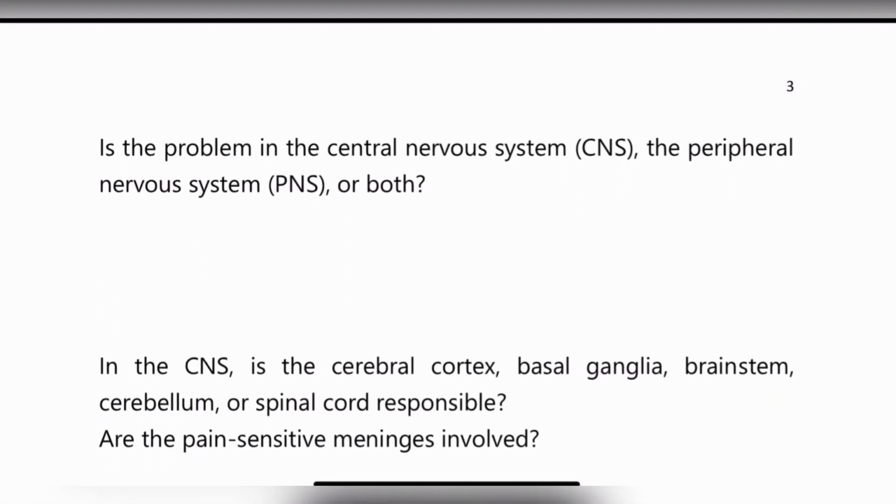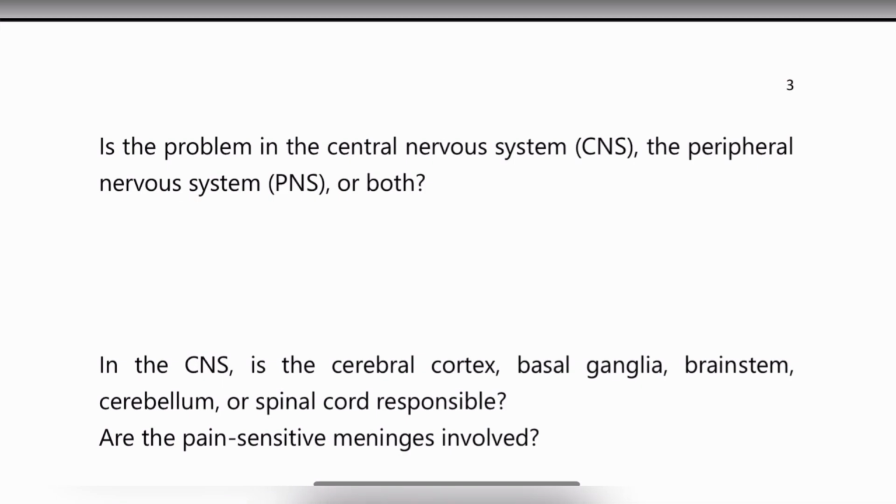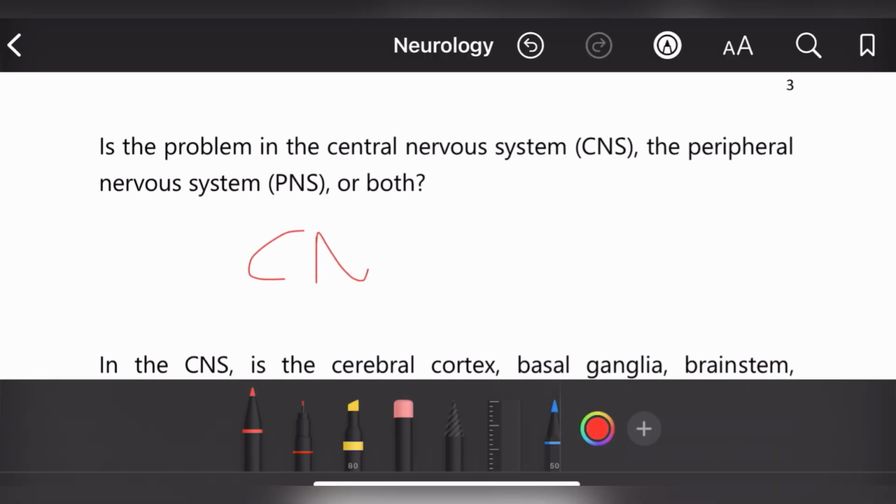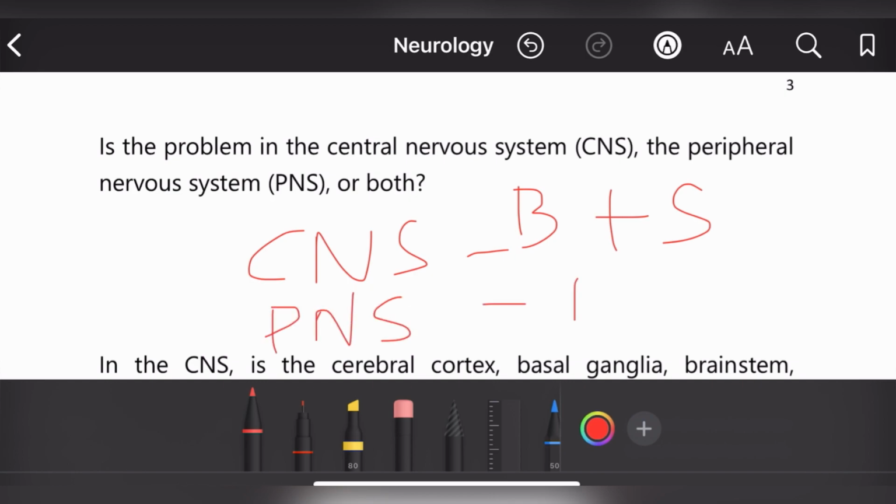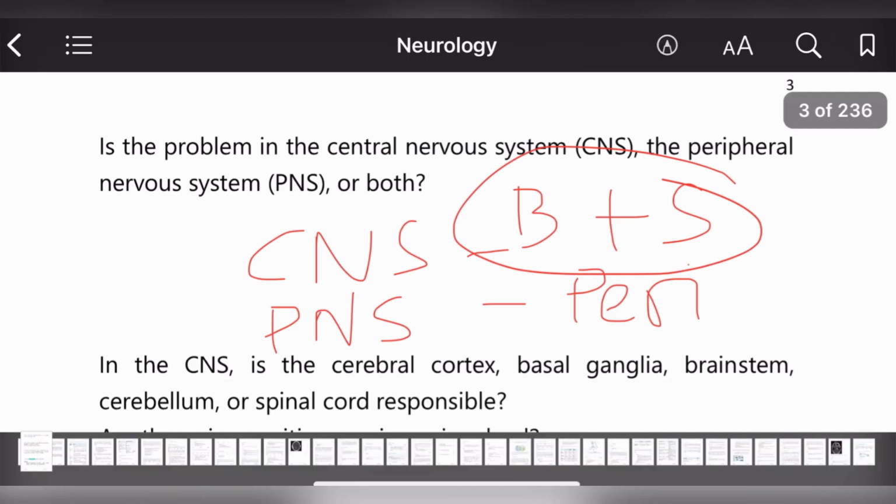Now, is the problem in the central nervous system or the peripheral nervous system? So as we know, central nervous system, CNS, means the brain plus spinal cord, as well as peripheral nervous system. What is the peripheral nervous system? That means the peripheral nerves. So brain and spinal cord involve the central nervous system, and peripheral nervous system are those nerves which emerge outside the brain and spinal cord, which may include the cranial nerves as well as the peripheral nerves.